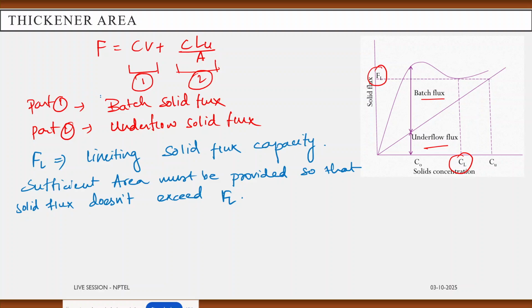So by this equation we want to calculate the minimum area which needs to be provided for continuous steady state operation, that will be L naught C naught by FL, this flask.